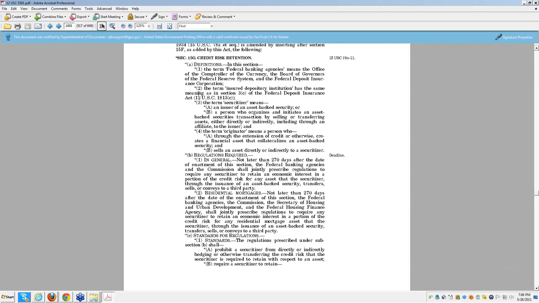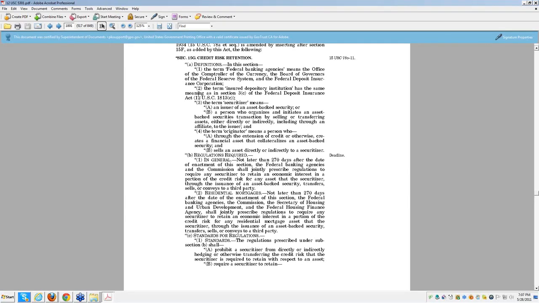Standards. The regulations prescribed under subsection B, Roman numeral 2. A, prohibit a securitizer from directly or indirectly hedging or otherwise transferring the credit risk that the securitizer is required to retain with respect to an asset. B, require a securitizer to retain.